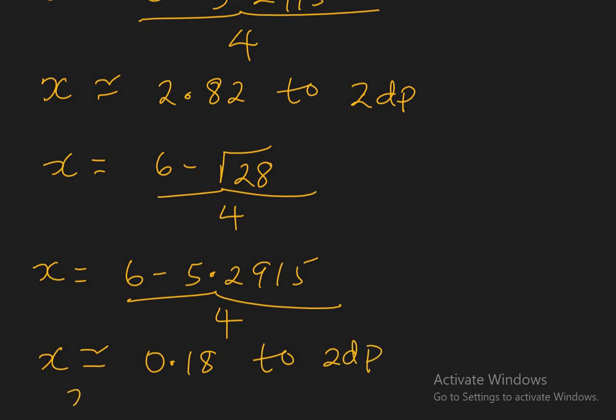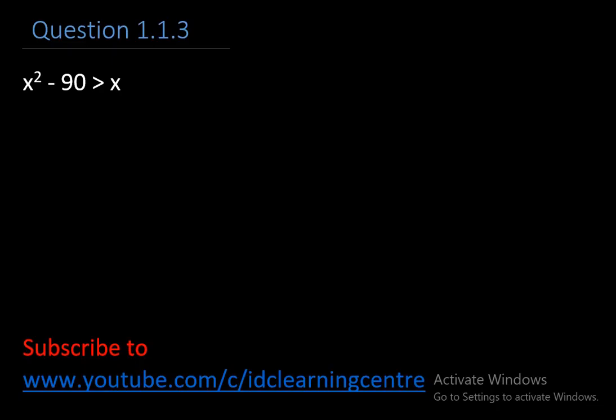So final answer, x is equal to 2.82 or x is equal to 0.18 to 2 decimal places. I'm sure this is clear. The next question now, question 1.1.3. This question says find x when x squared minus 90 is greater than x.